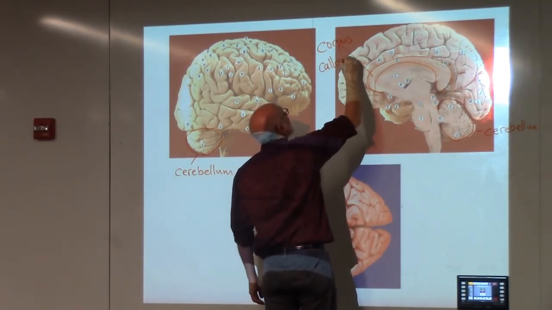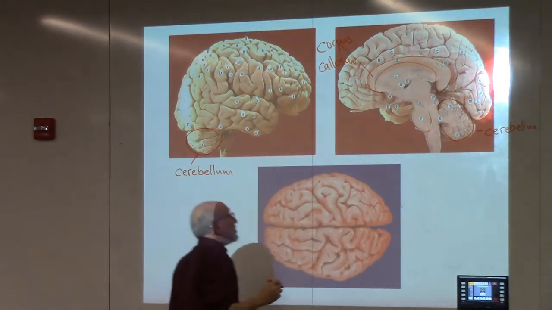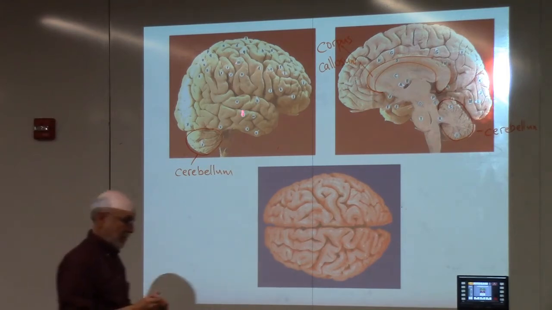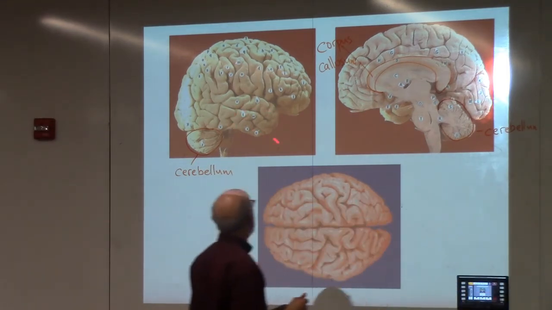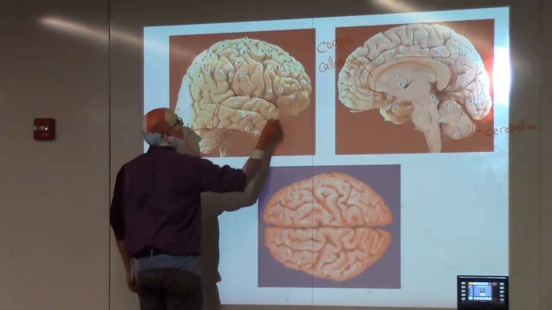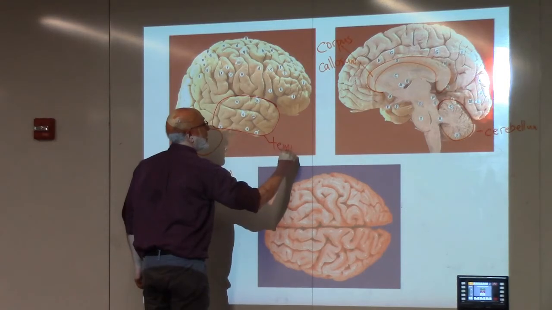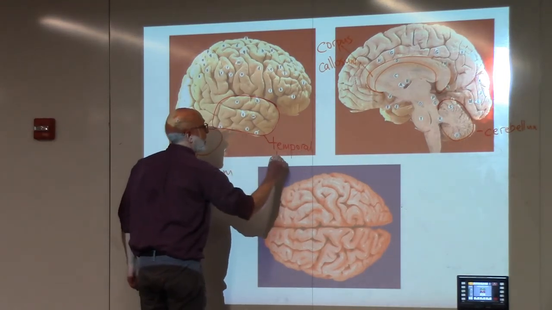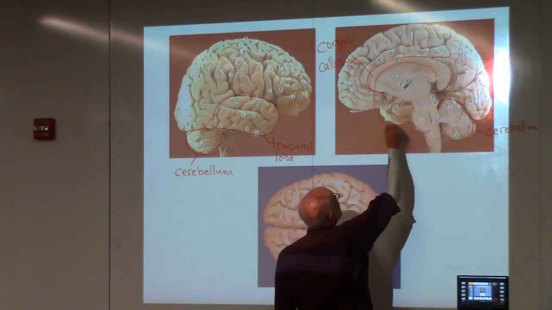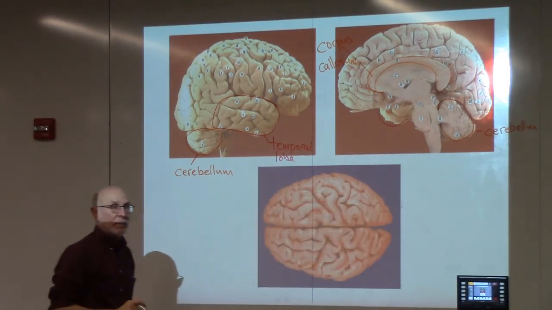Which way do you want me to go? The corpus callosum are myelinated axons that connect the two hemispheres of the brain. In fact, I just gave you a word that you could use to label. Temporal lobe. In fact, this is a little bit of the temporal lobe right there, sort of behind what we're seeing.